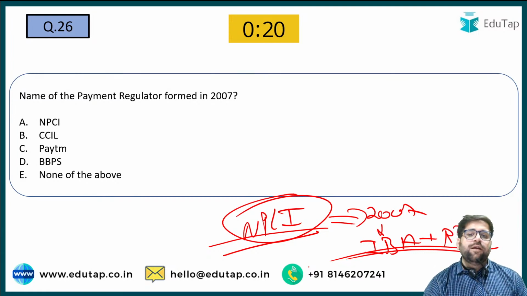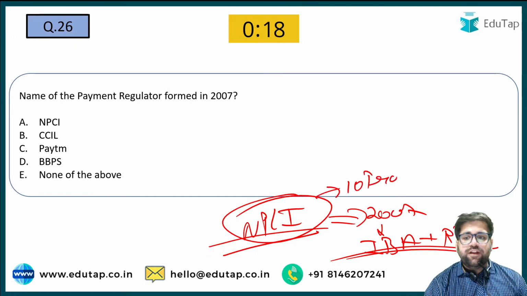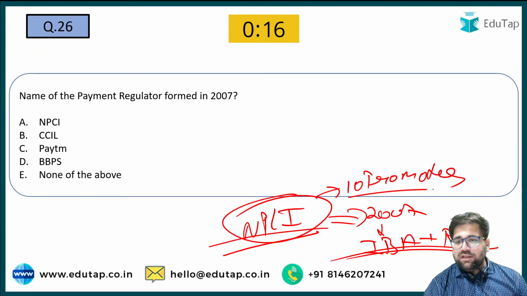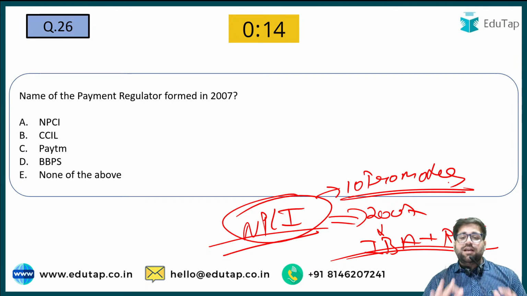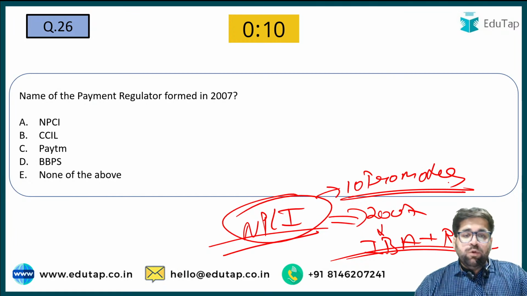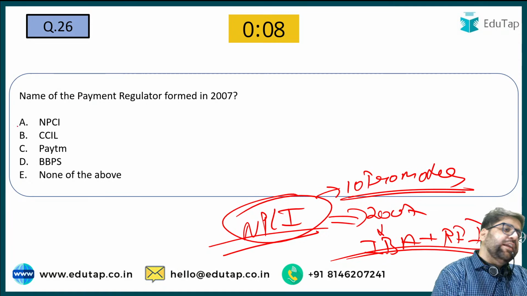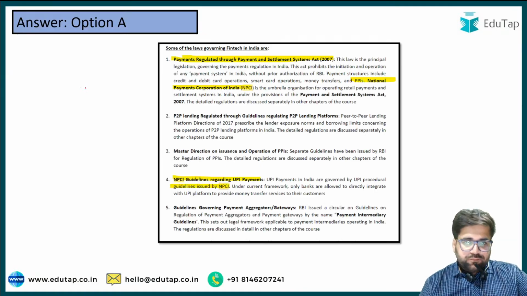Don't confuse them. Currently there are 10 promoters of NPCI. I hope you know all this, because this is high time. If you are not able to start your preparation now, then it's very high time. Yes, the correct answer will be NPCI.